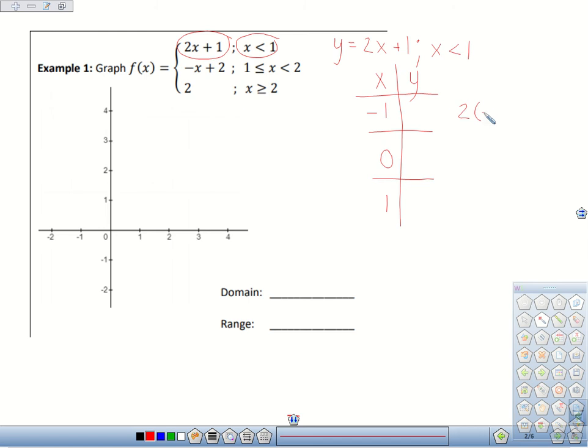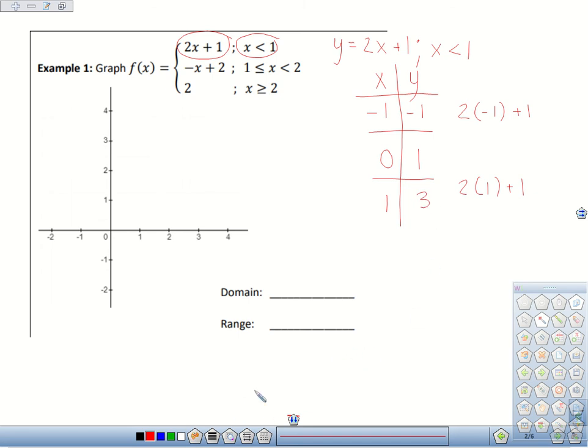So you got 2 times negative 1 plus 1. So 2 times negative 1 is negative 2. Negative 2 plus 1 is negative 1. Now for 0, 2 times 0 is 0. 0 plus 1 is 1. And then lastly, we have 2 times 1 plus 1, which is 3.